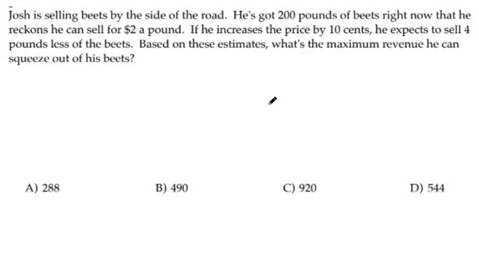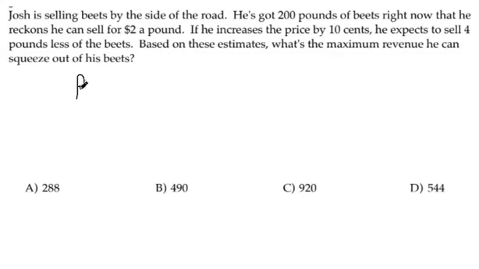Okay, Josh is selling beets. He's got 200 pounds of beet right now. Reckons he can sell for $2 a pound. And if he increases the price by 10 cents, he expects to sell 4 pounds less of the beets. So it makes sense, right? You increase your price, you're going to have a few less customers. What's the maximum revenue that Josh can get?